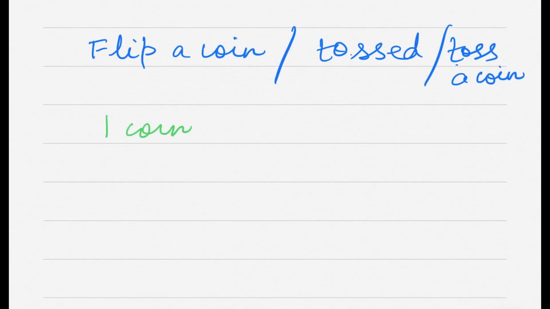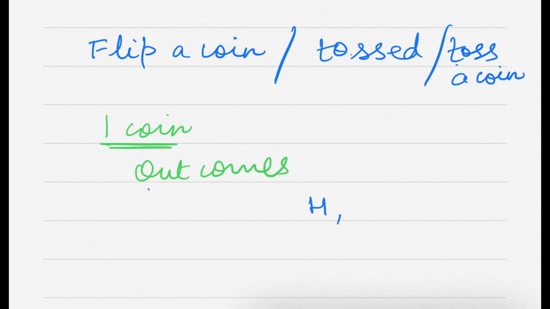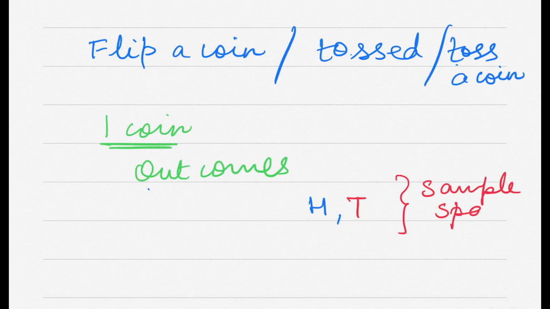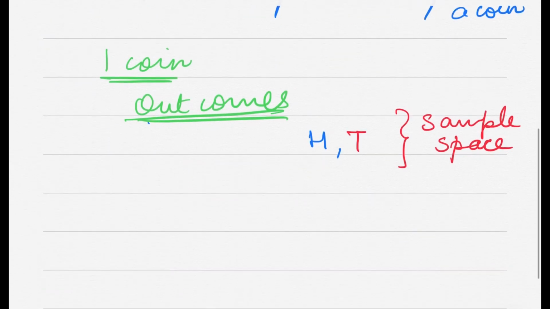Okay, so we'll start with one coin. Suppose I flip or toss a coin, then what will be the outcomes? It might be head, or it can be tails. These are the only two outcomes we have. We call this the sample space. First we have to write down the sample space, the outcomes we have got, that is more important. There are only two outcomes if we flip a coin, correct?